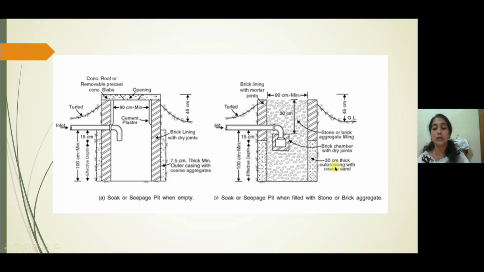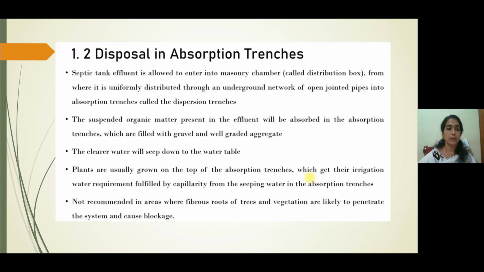A 30 centimeter thick outer casing with coarse sand is also given in order to accelerate the filtering action. That is, coarse sand is provided, and coarse aggregates are provided inside the soak pit, and the outer casing with coarse sand also gives proper filtration of the effluent coming from the septic tank. These are the two types of soak pits.